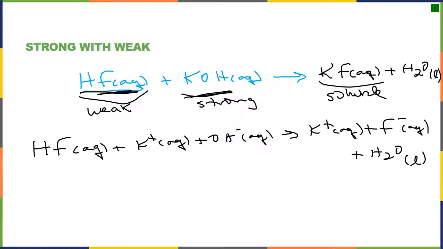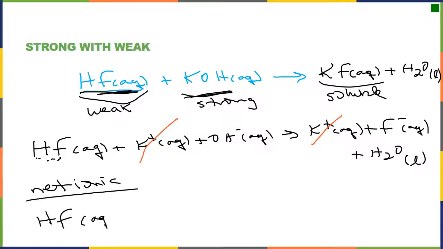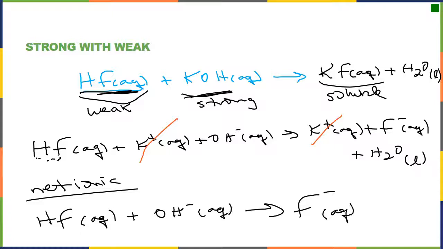Now, because all of the HF over here isn't broken apart, our net ionic is going to change. The only thing that is a spectator that is unchanged on both sides is the potassium. So if we rewrote this now and we did our net ionic for this, it is HF aqueous plus OH minus aqueous goes into F minus aqueous plus H2O as a liquid. And the fact that that's a weak acid means it doesn't dissociate 100%. It's going to stay as HF.